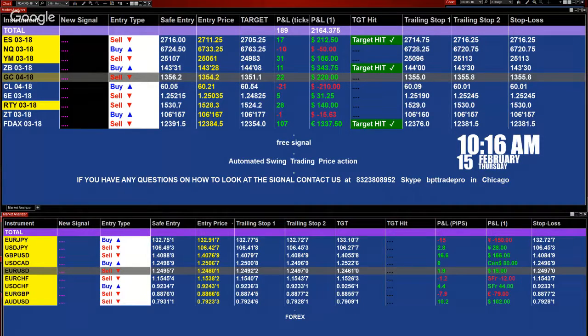I don't want to teach how to trade. I just thought to give a couple days away to the traders. We have a target hit on the ES.